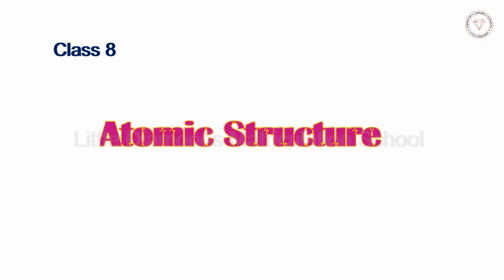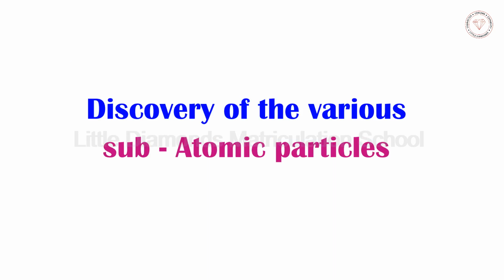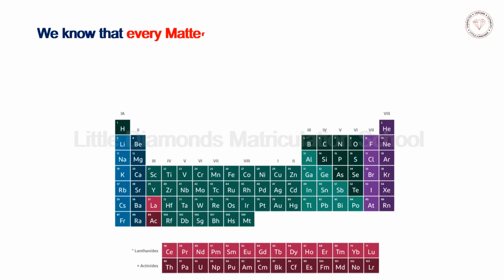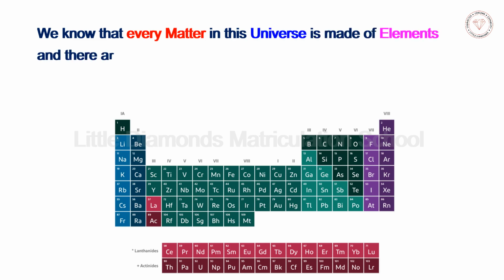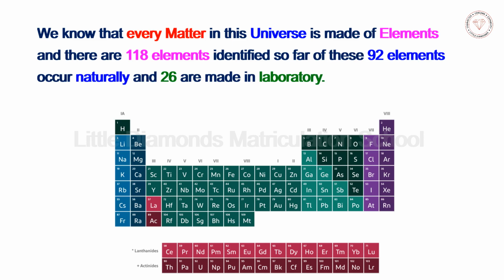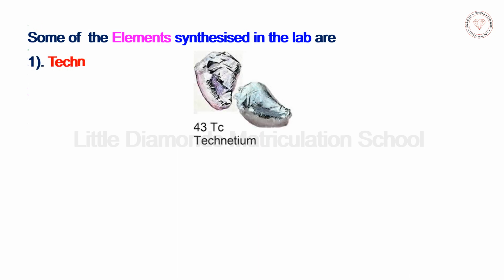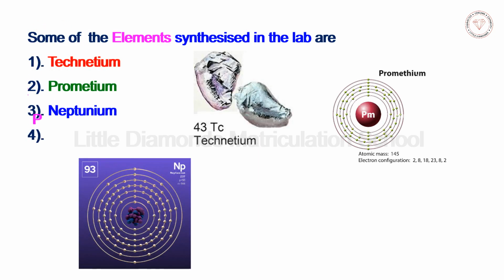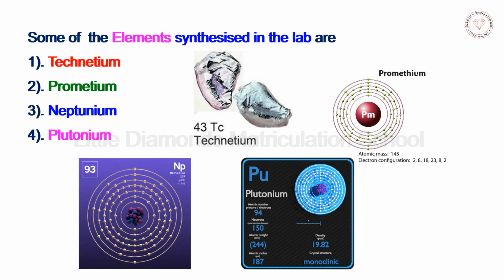Class 8 Atomic Structure. In this video, we shall learn about the discovery of the various subatomic particles. We know that every matter in this universe is made of elements, and there are 118 elements identified so far. Of these 118 elements, 92 elements occur naturally and 26 are made in laboratory. Some of the elements synthesized in the lab are technetium, promethium, neptunium, plutonium, etc.